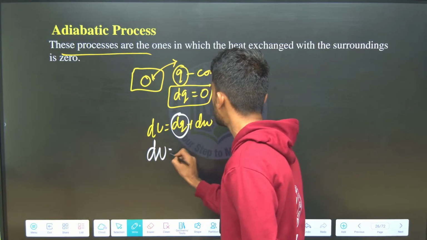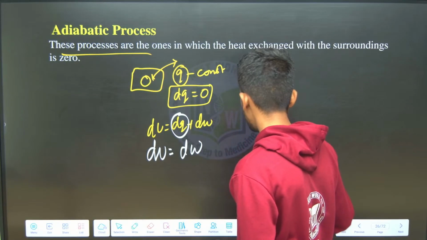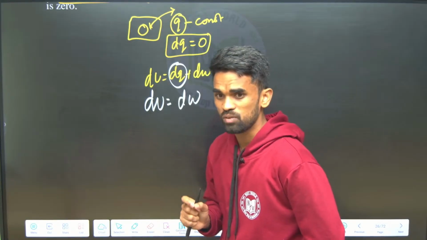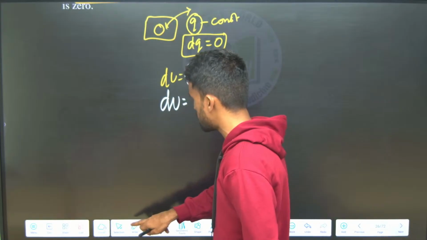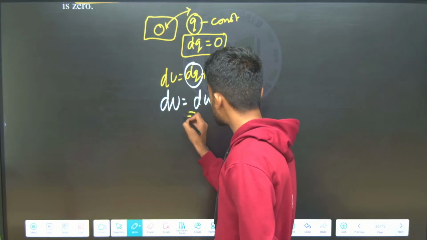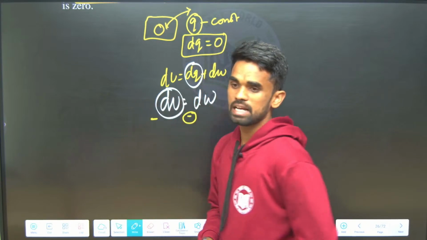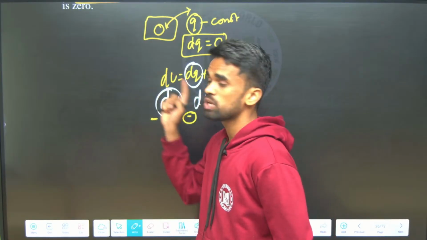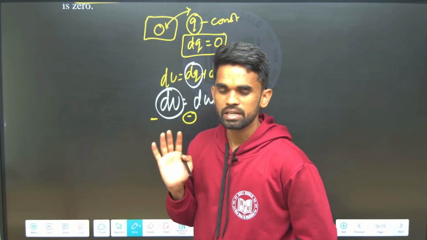dU equals dw. It means work done by the system, what is the sign we should indicate? Negative. Whatever work is done by the system should be indicated with a negative symbol. So work is done by the system by utilizing its internal energy. So what happens to the internal energy if the system is doing work in an adiabatic process? Internal energy of the system decreases.